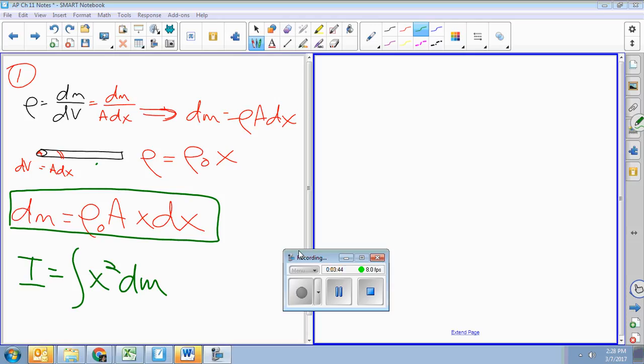Okay, all right, so is everybody good with what we've got here? All right, so all I'm going to do is rewrite this, but I'm going to replace dm in. So I've now got I equals the integral of, notice I'm going to have x squared times this x, so I'm actually going to get x cubed, right? So x cubed times whatever rho o is times whatever the area is dx, right? And we're integrating from 0 to our length L.